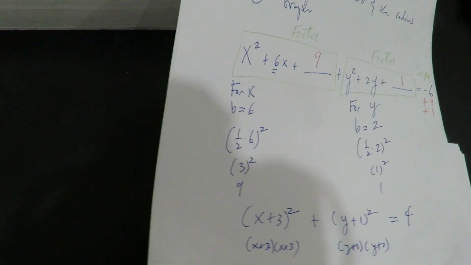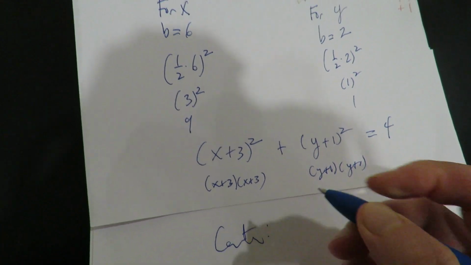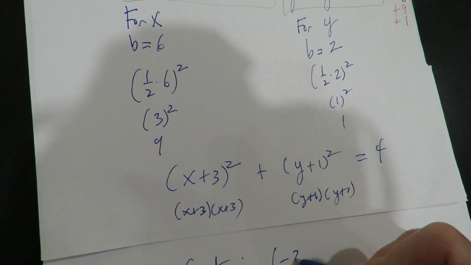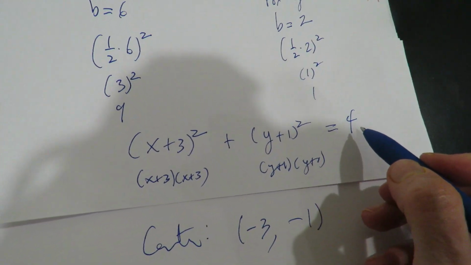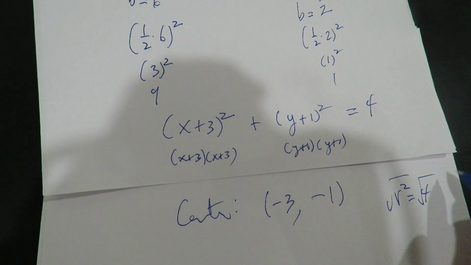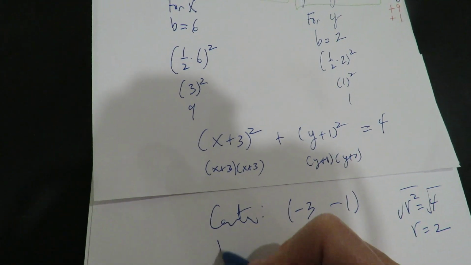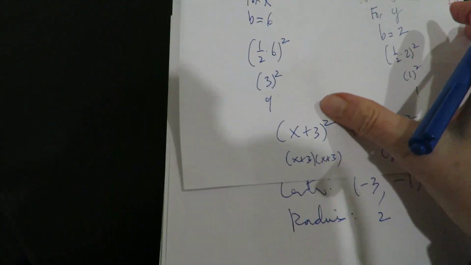Now hopefully from that last example you remember how to do this now. So the center is opposite of the inside. So it's (-3, -1), and this is the radius squared. So if r squared equals 4, then r itself has to be 2. Okay? Now this is how I want you to draw it for the final exam. Okay? This is how you're going to do it.